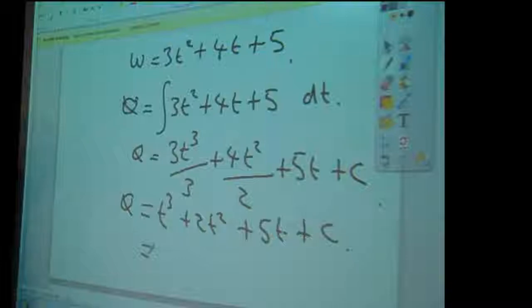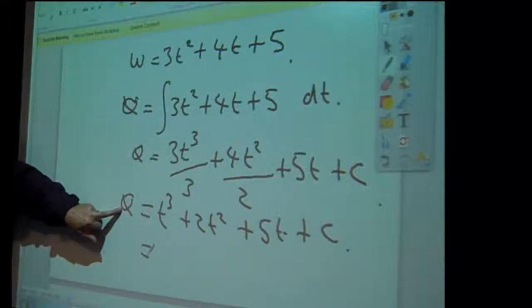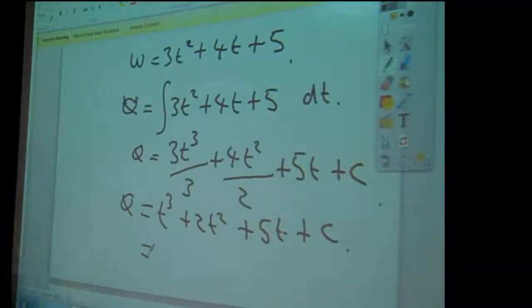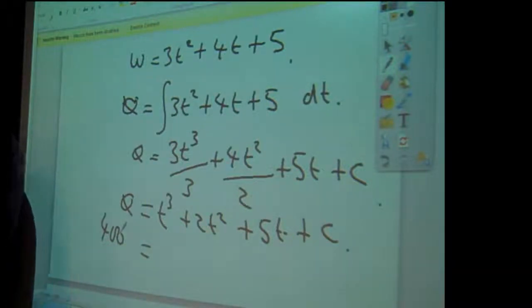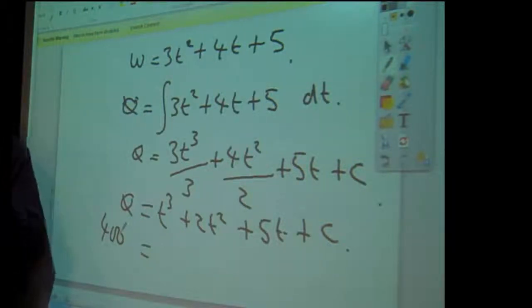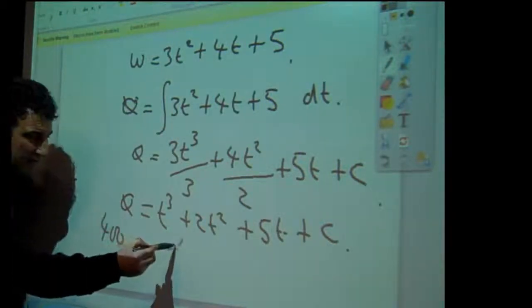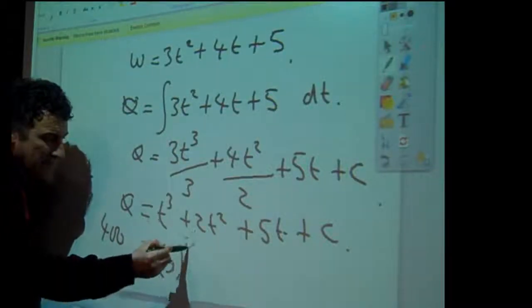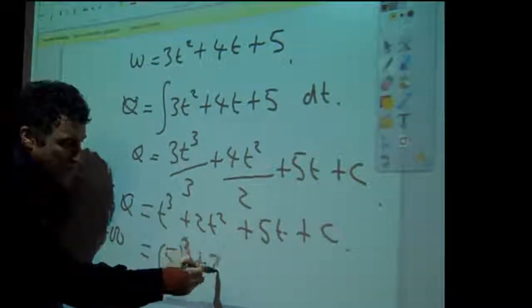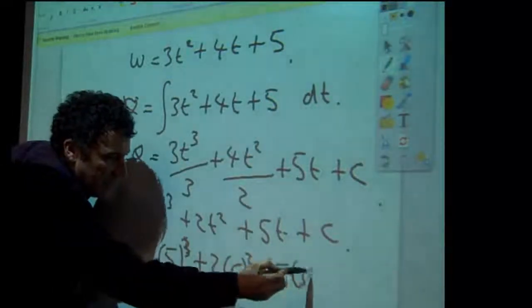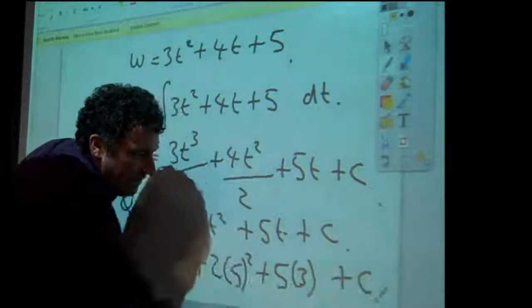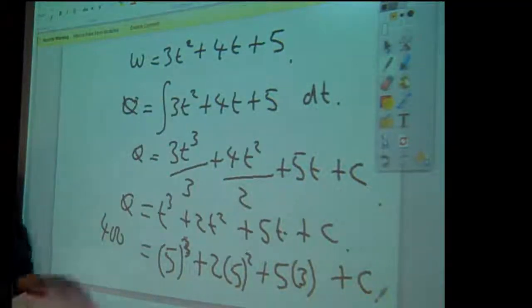Now on this particular question, they do tell you the displacement is 400 radians, so we can literally put 400 there. And they do tell you the time as well. Let's have a look. Yeah, it was 5 seconds. So we put 5 seconds there to the power of 3, 2 times 5 squared, plus 5 times the 5 seconds there. Oh, and we don't know c. I wonder why we don't know it. We know everything else but it.